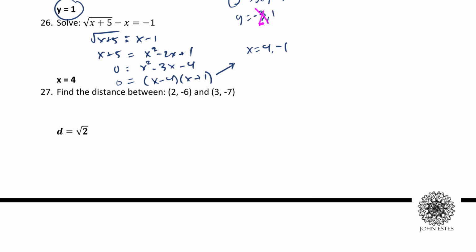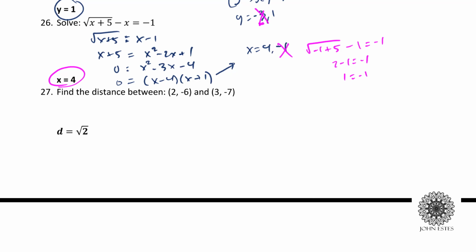But notice, when I plug in negative 1 back into the original, I have square root of negative 1 plus 5 minus 1 equals negative 1. Negative 1 plus 5 is 4, so that's 2 minus 1 equals negative 1, but that means 1 equals negative 1. That doesn't check. When I plug in the 4, it does check, and so my answer is x equals 4. Okay, so what happened was when you square both sides, you actually created another solution.